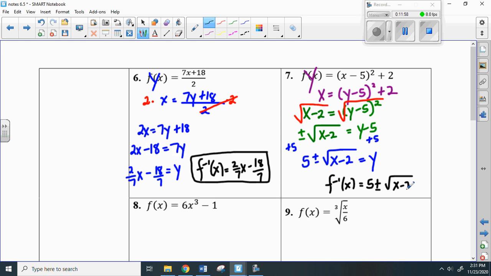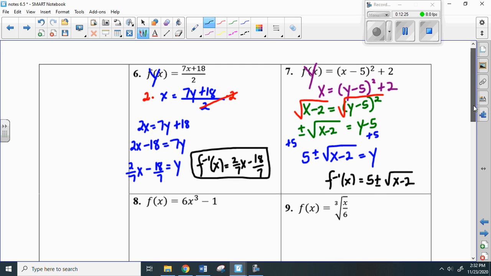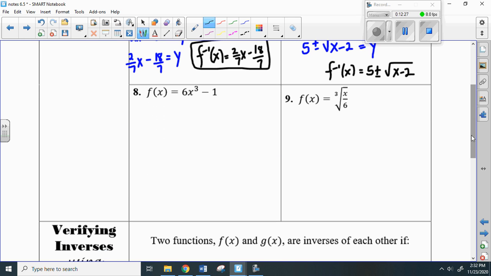And so here, the inverse is actually equal to 2 different functions, 5 plus the square root of x minus 2 and 5 minus the square root of x minus 2. And if we were spending more time talking about the domain, we would talk more about when to use the plus and when to use the minus. But that's not something we get into real deep in this class. Okay. All right, I've got 2 more for us to practice.